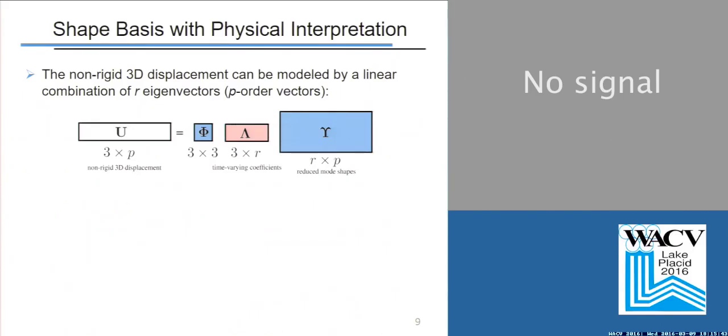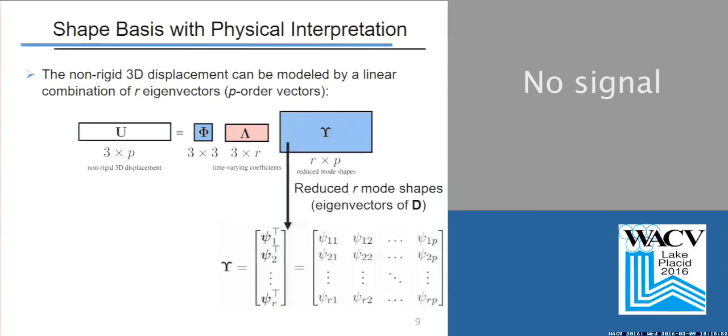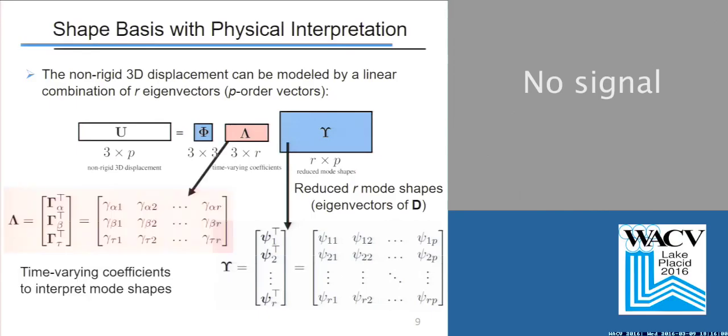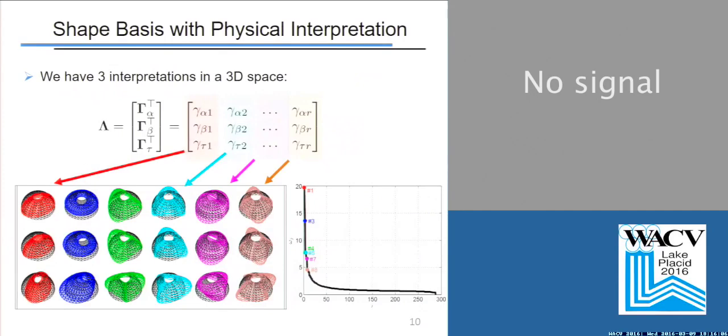While most techniques use a few shape bases to encode the deformation, in this paper we employ a reduced shape basis that later we have to interpret. In this case, these shape bases correspond to the eigenvectors of a distance matrix, and the corresponding time coefficients are to be interpreted on the fly to code the shape deformation.